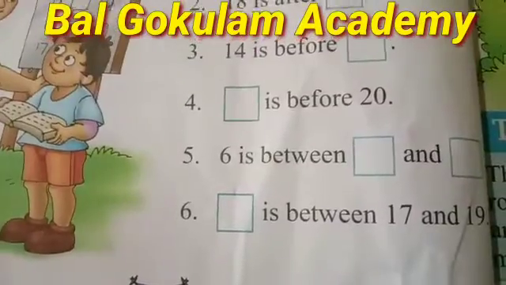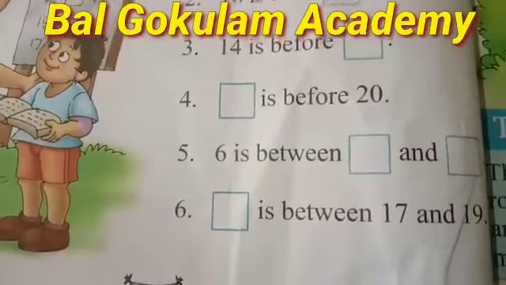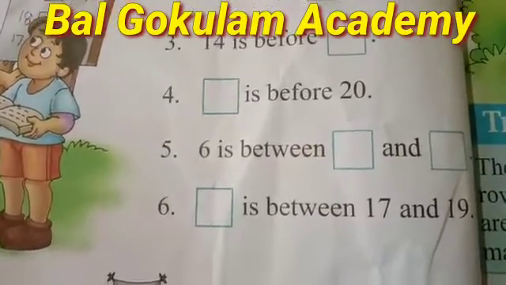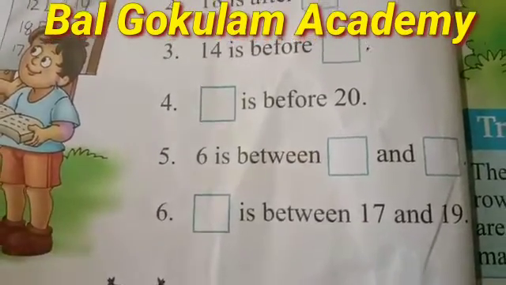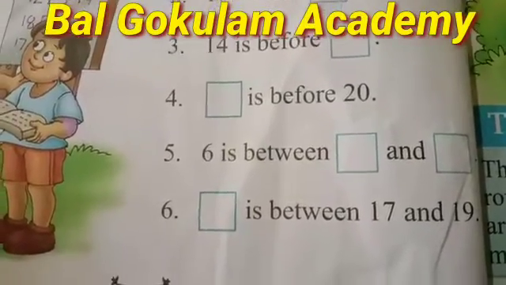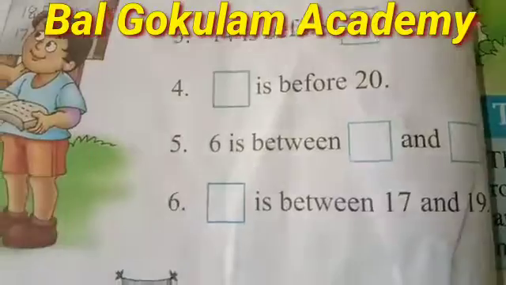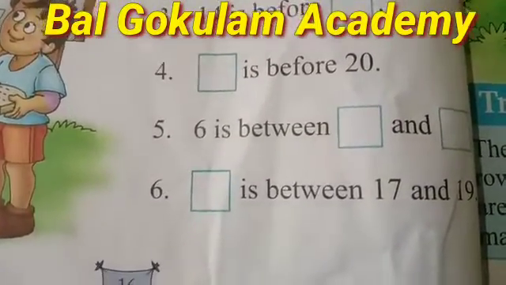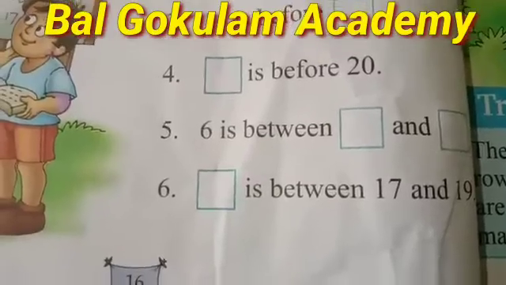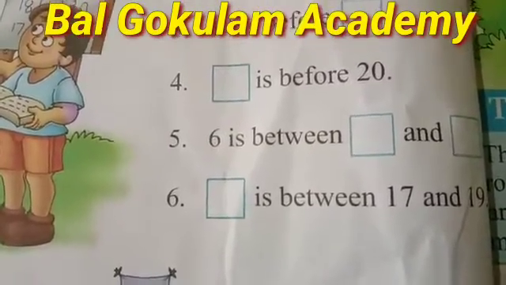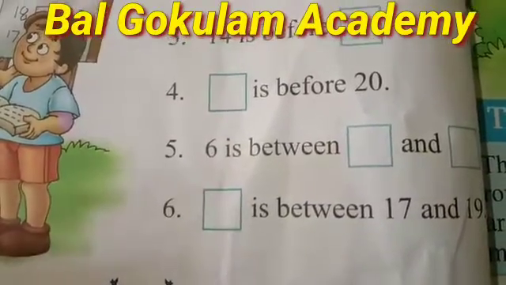Here students, you find here 6 is between dot dot and dot dot number. So which are these two numbers? 5 and 7. So you write here 5 and 7. Then dot dot is between 17 and 19. So which number is between 17 and 19? Yes, 18. So you write here 18.